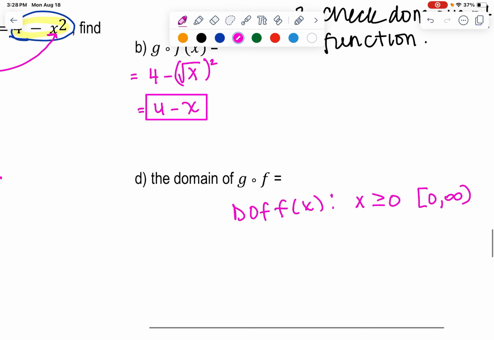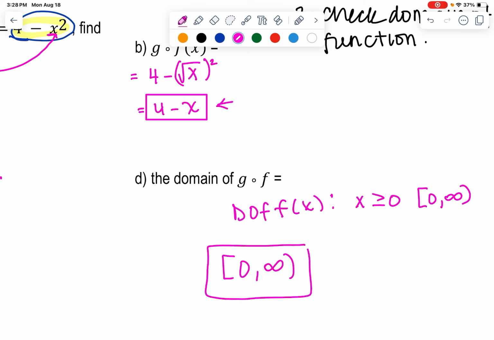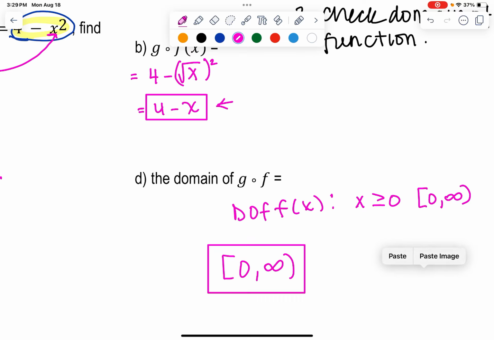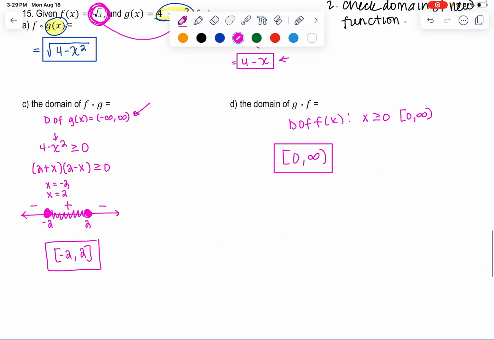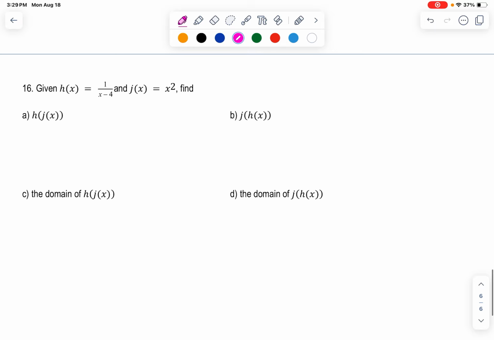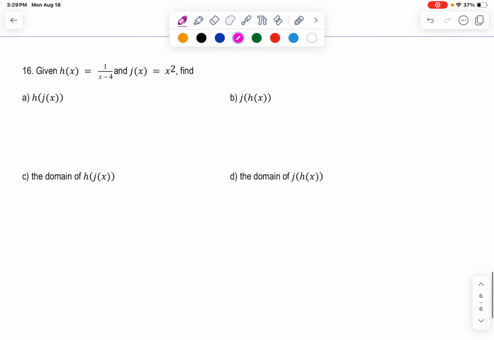Now, if you look at the g of f of x composition, this has no restrictions. So if you just look at that, you might accidentally say, oh, all real numbers. But because there are restrictions on the original inside function, f of x, the domain is 0 to infinity. Okay, so the moral of that is just check the inside function and the final function. All right, one more set and then these notes are done.